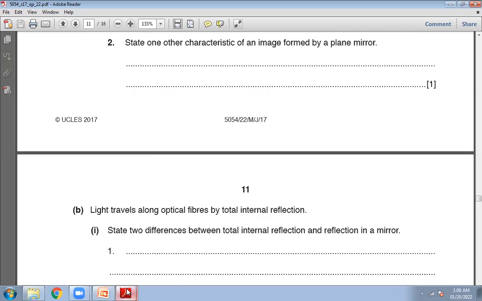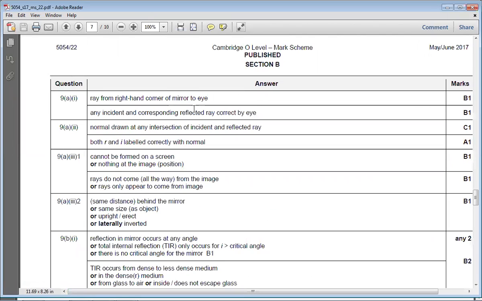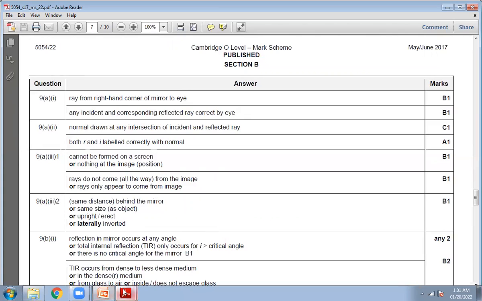So that was question number 9, A part. This is section B, question number 9, A part. Its marking scheme is showing up on your screen. You can pause the video and check the answers which we have written and discussed. You can compare my answers, your answers with the marking scheme. Question number 9, A full part marking scheme is showing up on your screen. So let's go to the next part.